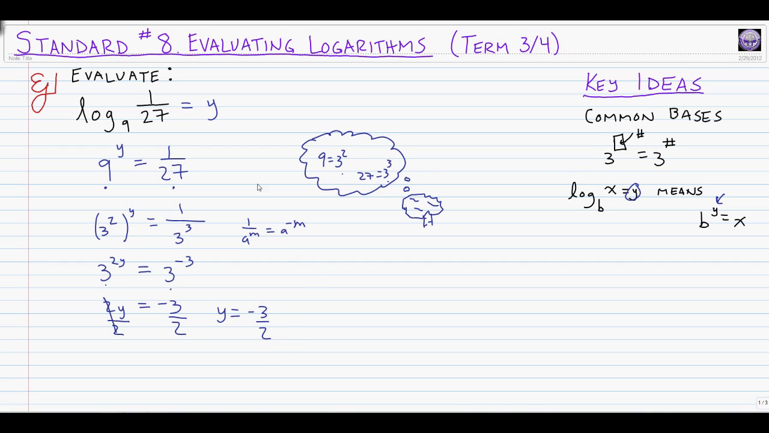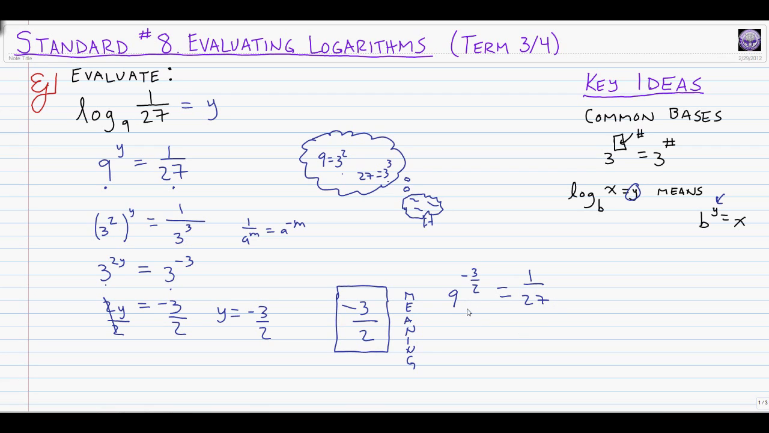Now what does that mean? That means that our logarithm up here, log base 9 of 1 over 27, equals negative 3 over 2. So to write our answer, we don't write y. That was just our variable so that we had an exponent to look for. We just say that the answer, log base 9 of 1 over 27 equals negative 3 over 2. And now what that really means is that 9 to the negative 3 over 2 power equals 1 over 27.